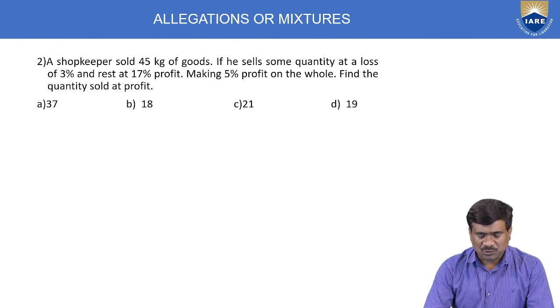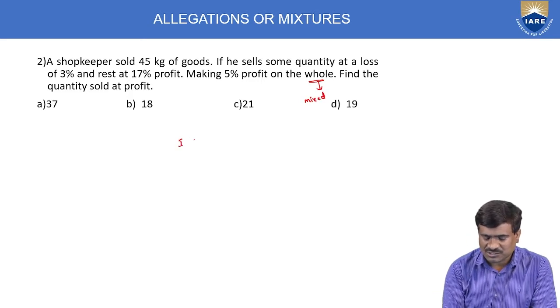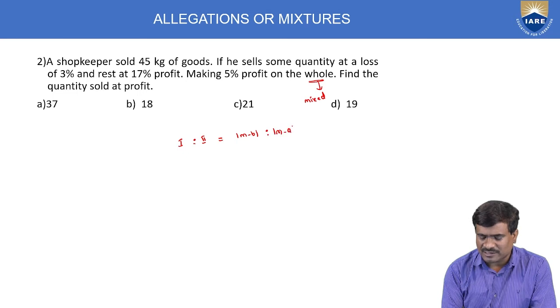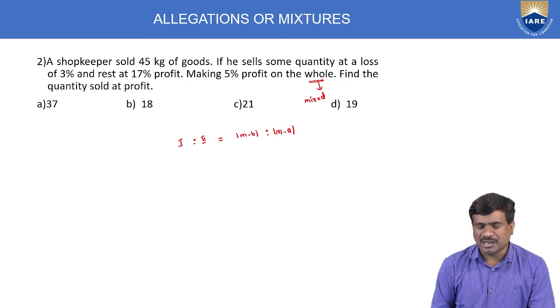A shopkeeper sold 45 kg of goods. If he sells some quantity at a loss of 3% and the rest at 17% profit, making 5% profit on the whole, this indicates a mixed type of question. First target: type 1 is to type 2 is equal to modulus of M minus B is to modulus of M minus A. Calculate only A, B, M.